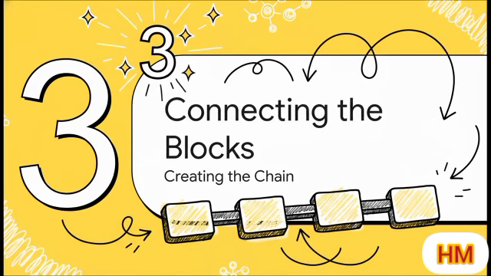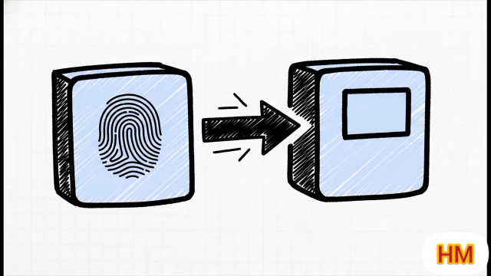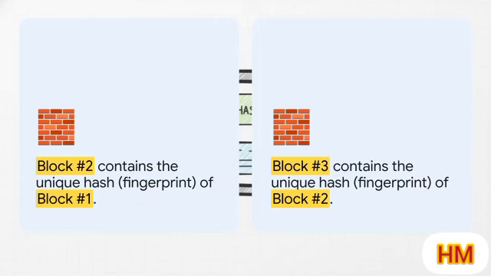So we have our 4 parts all laid out. But how do they actually work together to form a chain? This is where the magic really happens. The previous hash is basically the glue that holds the entire blockchain together. Each block doesn't just have its own fingerprint, it also keeps a copy of the fingerprint from the block that came directly before it. Let's look at how this builds the chain.